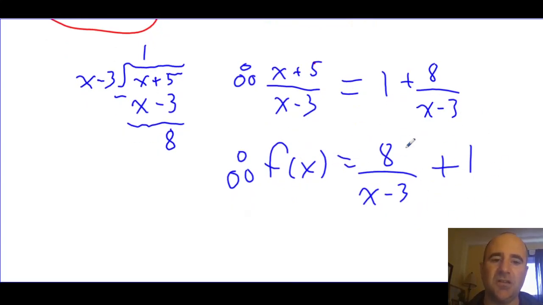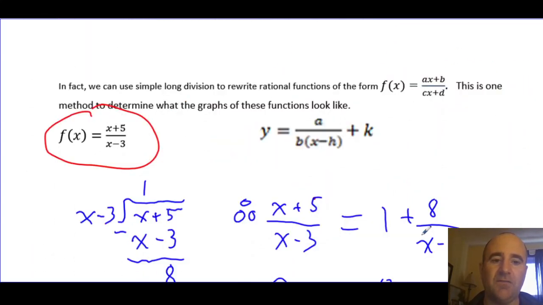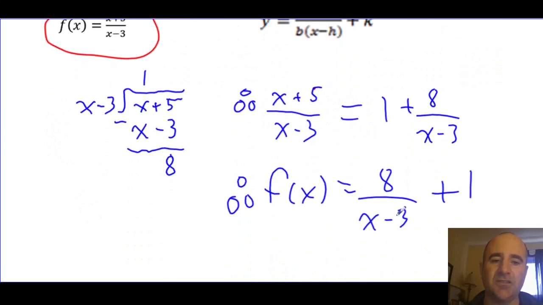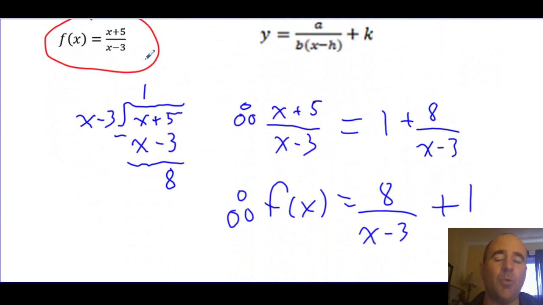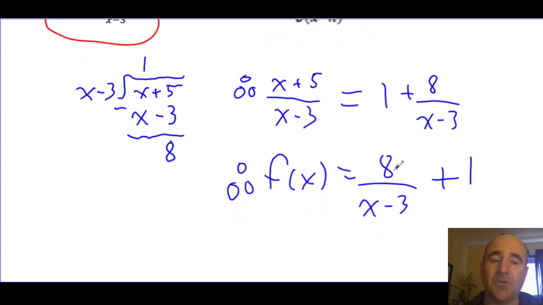Because I can look at this and relate it to the graphs on the previous page. This is going to have a vertical asymptote at x equals 3 and a horizontal asymptote at y equals 1. Now keep in mind, we already knew that from looking at the end behavior and the denominator, but it gives me the shape as well. Remember that the 8 doesn't really do much to this shape. That's just a vertical stretch. And so I'm now convinced what this graph looks like.